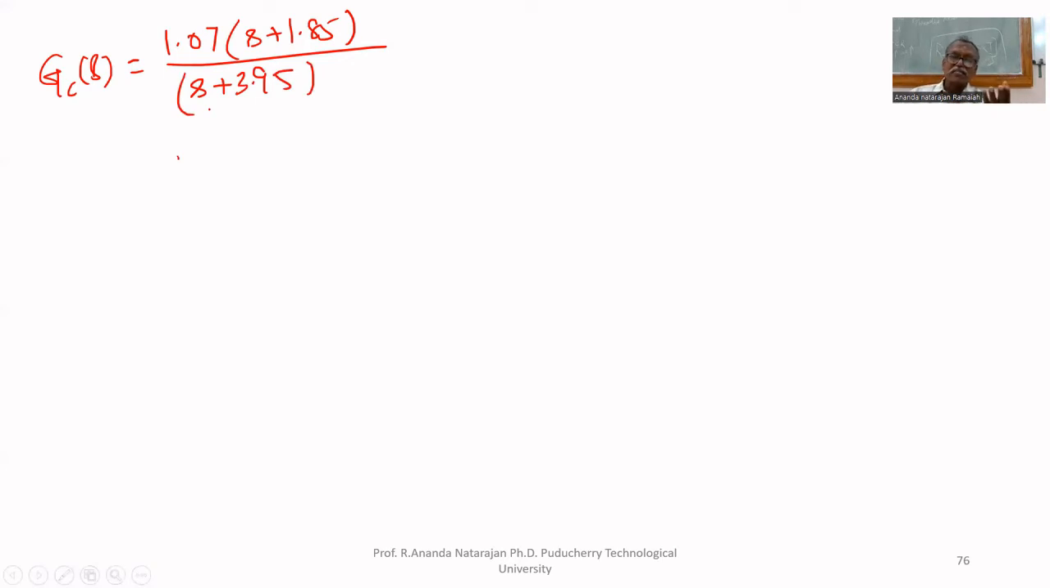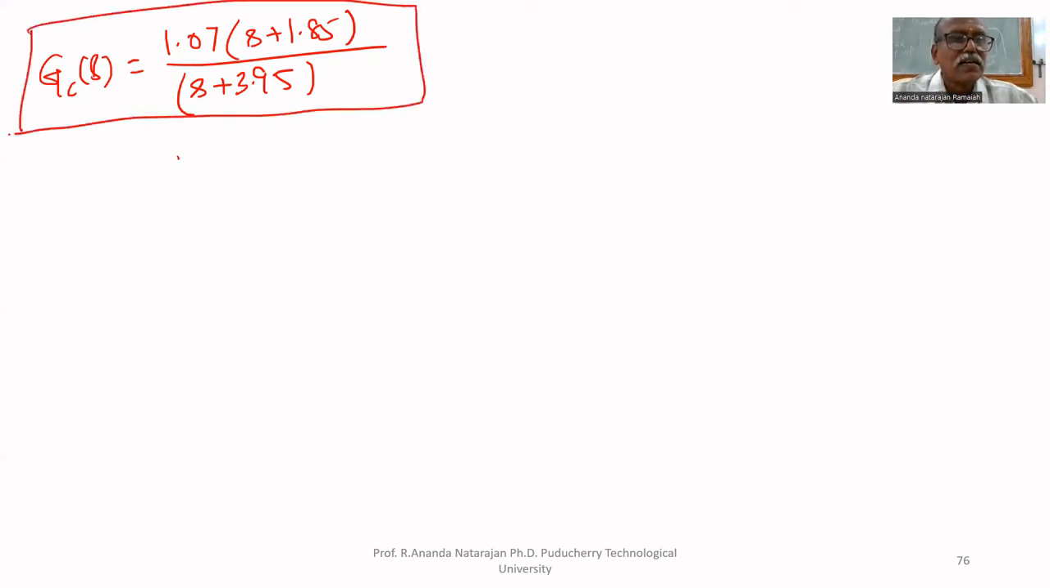If we include this in series with the original system, your root locus is modified and you will get the desired characteristics: omega n equal to 3 and zeta equal to 0.5. This is the compensatory system. This is the answer. But it is not sufficient.